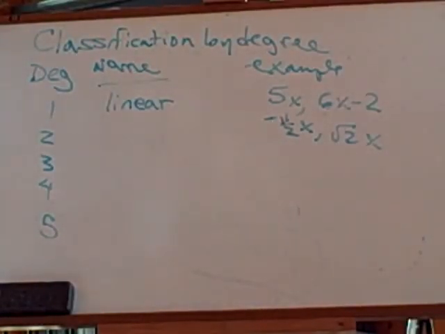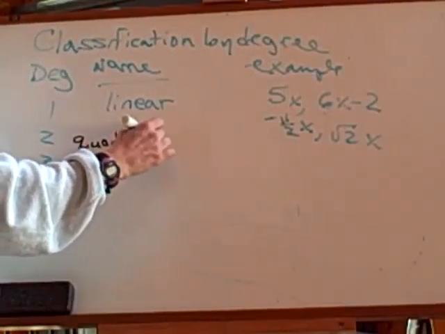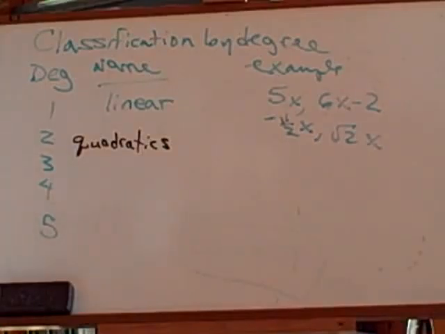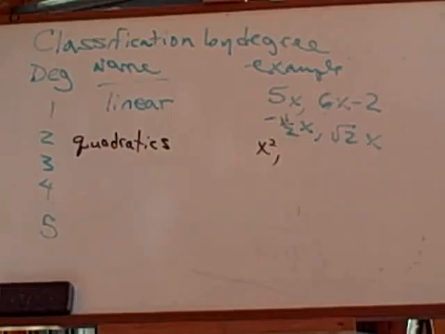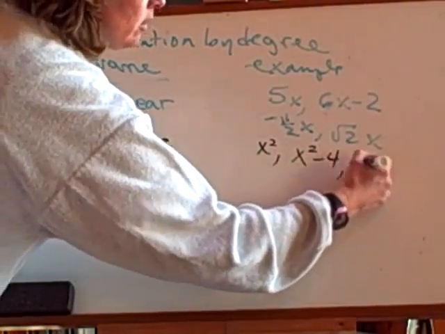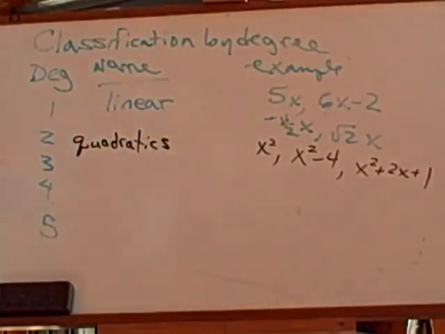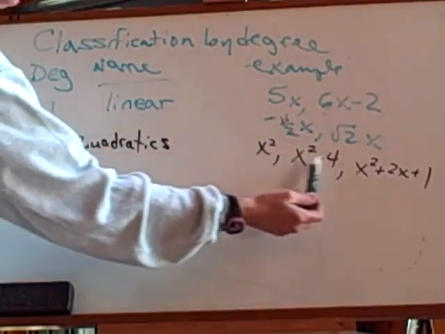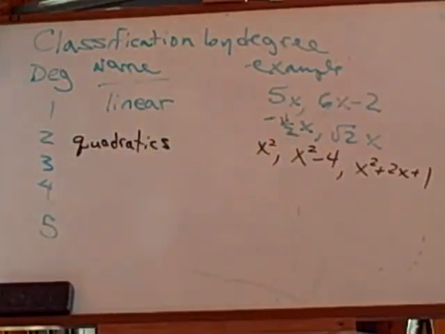A 2nd degree equation, we call those quadratics. An example would be x squared. That would be our parent function, basically. How about x squared minus 4? x squared plus 2x plus 1. Those are all examples of 2nd degree equations. Doesn't matter how many terms you have in it. What you look at is the highest exponent on the variable, and as long as that highest one is a 2, you have a quadratic.